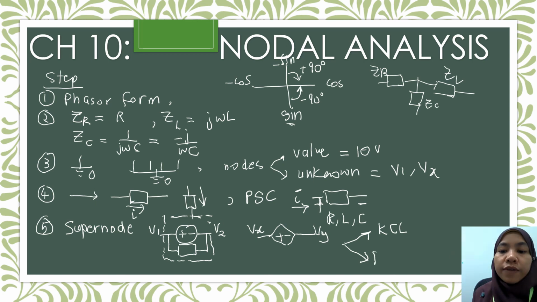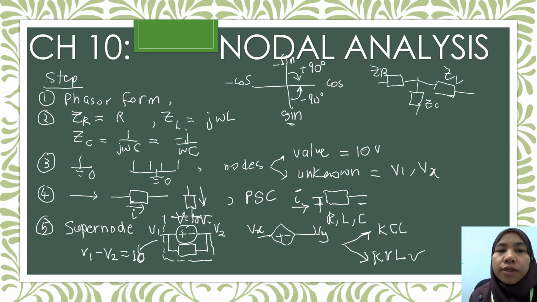Then for the KVL, how to do the KVL for the supernode? The higher in polarity, which is V1, should be minus the lower in polarity, which is V2, equal to the value of the voltage source. Maybe here the voltage source is equal to 10 volts. Then this is equal to 10. Okay, so this is the KVL.